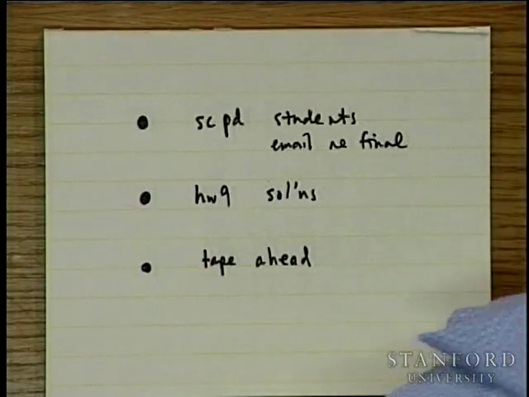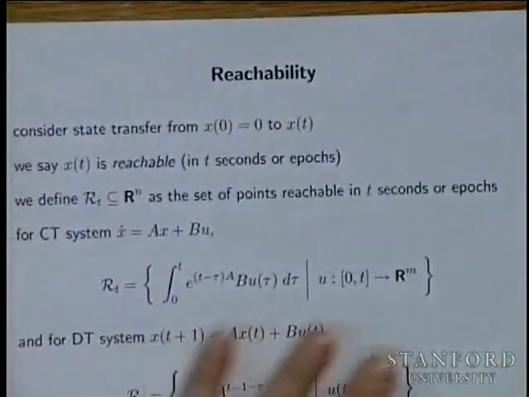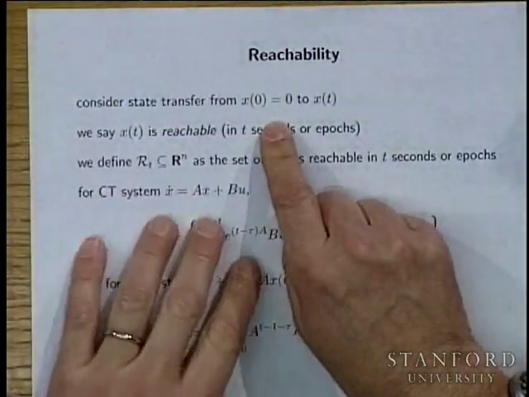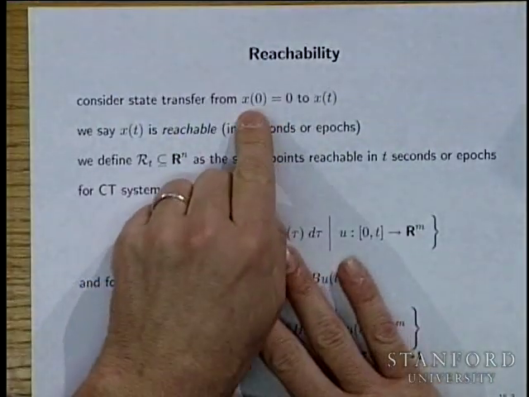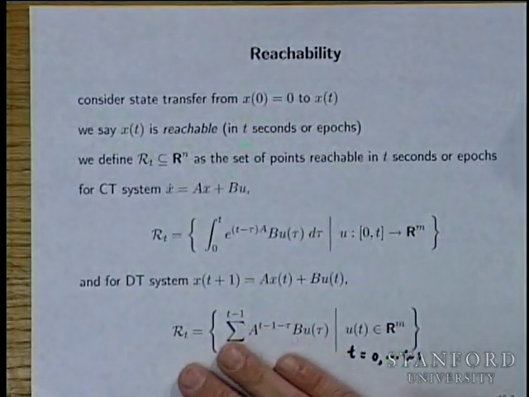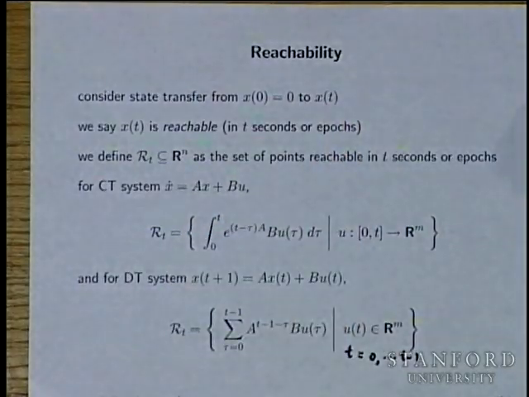So last time we looked at this idea of just reachability. Reachability is the following state transfer problem. You start from 0, and the question is, where can you go? So it's a special state transfer problem. You start from 0, and you want to hit something, a point in state space at time t.